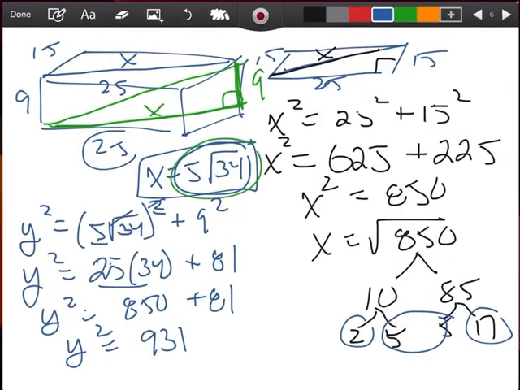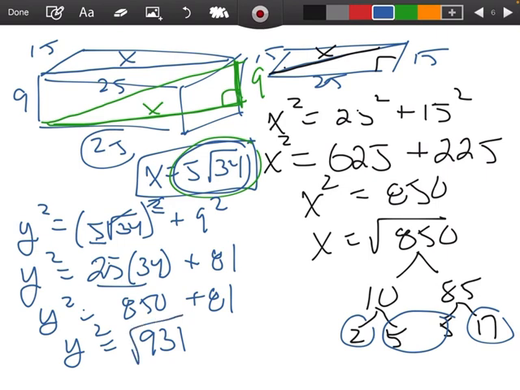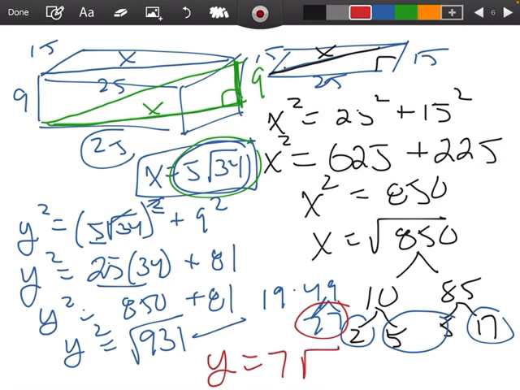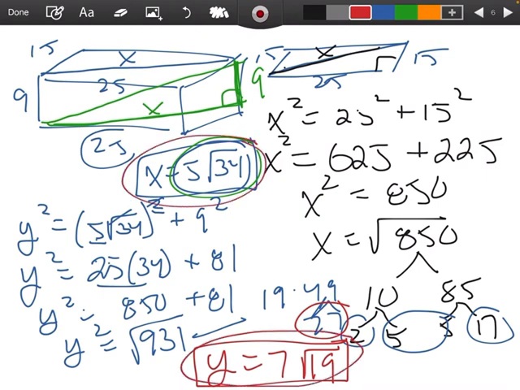So y'all, when I'm taking the square root of this guy, 931, 19, and 49. And we know 49 is 7 and 7. So y'all, y is going to be 7 times the square root of 19. Okay? So we got the value of x, and we got the value of y. Okay? Y'all got any questions? Let me know, y'all. I'm happy to help.